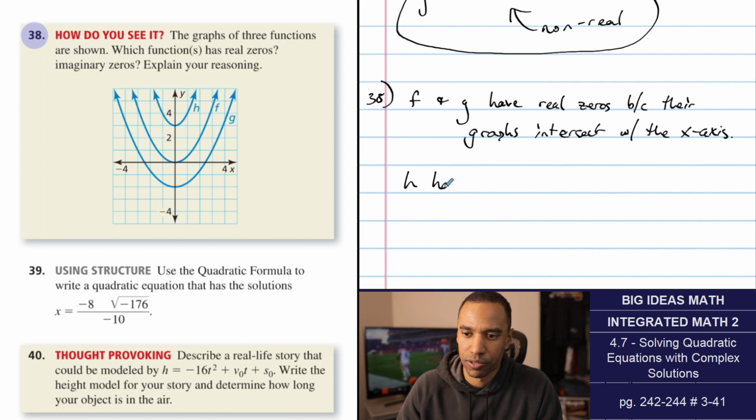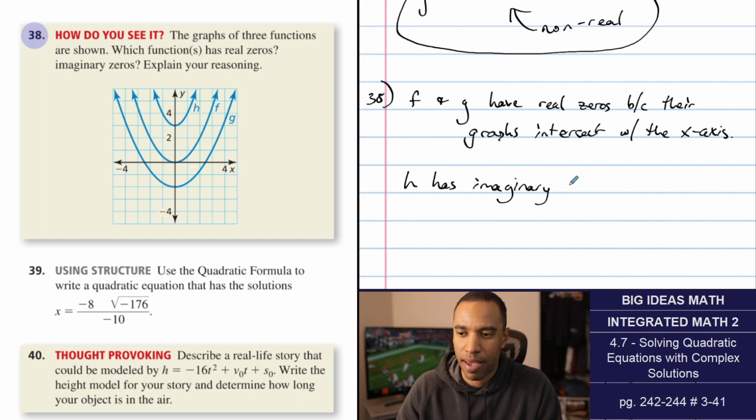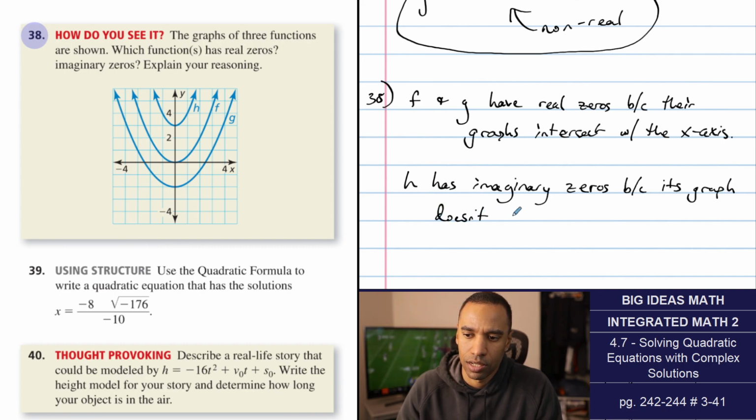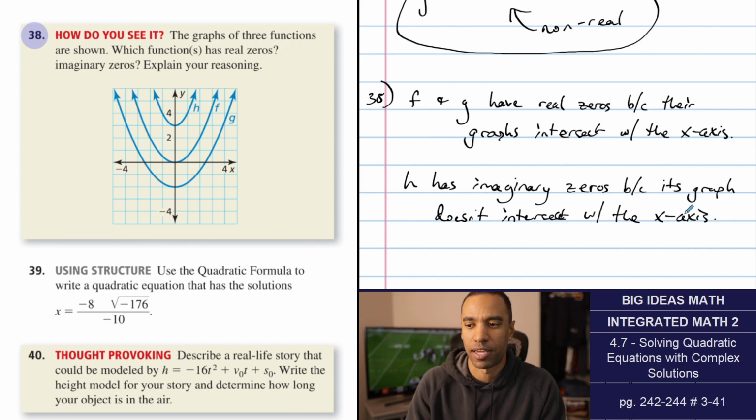H has imaginary zeros. Now, keep in mind, F only has one real zero, but that's okay. H has imaginary zeros. Did they ask how many? No. Because its graph doesn't intersect with the x-axis. And that's how I see it. Probably should have typed that.